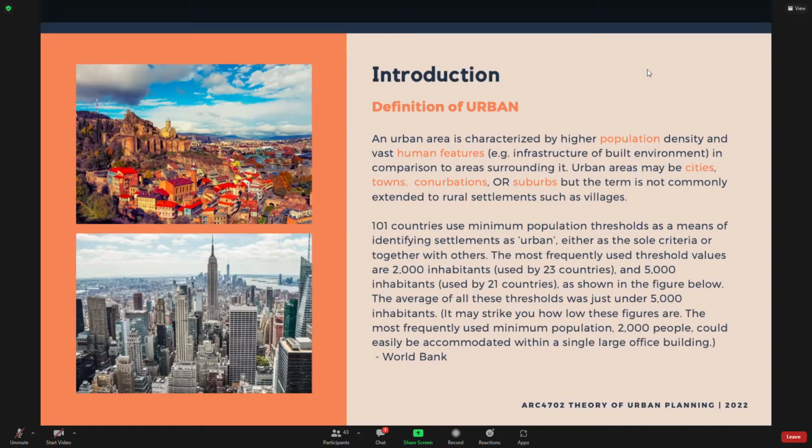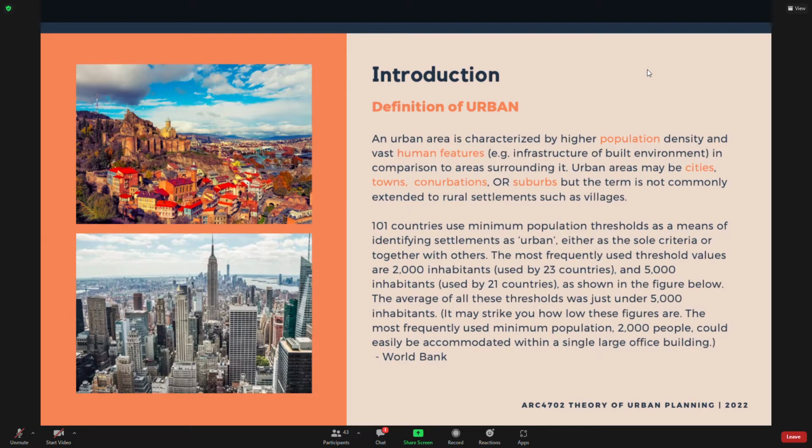Urban area is not only big cities like KL, JB. No, it is not. We are not talking about big cities and specific locations. We're talking about urban areas, maybe cities, maybe towns, maybe conurbations or suburbs. But the term is not commonly extended to rural settlements, such as villages. So in urban planning, there are two separate entities, urban and rural. That's it.